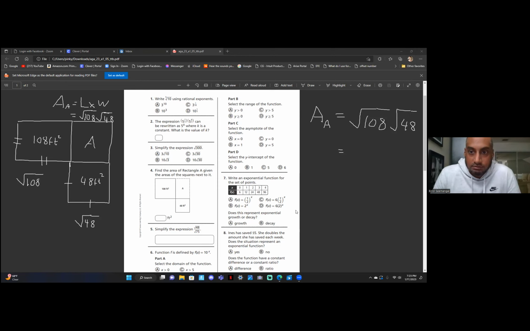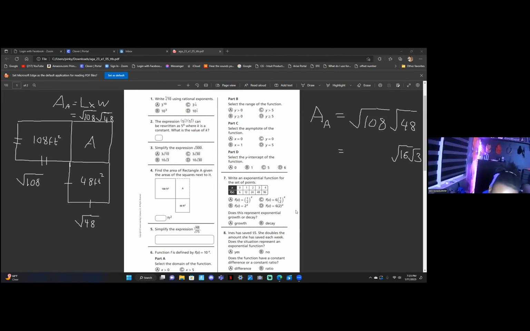48 would be root 16 and 3. This one is 16 root 3. That's the 48. What about this one? What's the biggest perfect square that goes into 108? How did you get the perfect square?